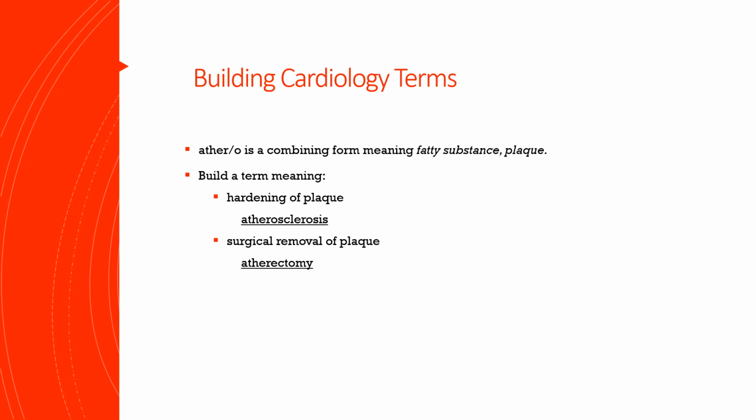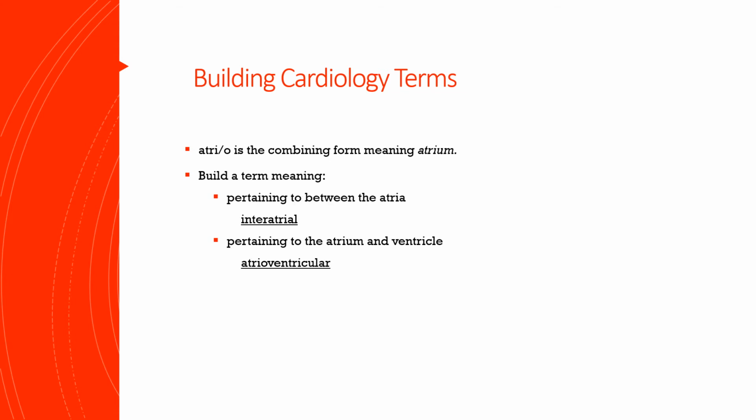Athero is a combining form that means fatty substance or a plaque. The term that means hardening of a plaque is atherosclerosis. Surgical removal of a plaque is atherectomy. Atrio is the combining form that means atrium. Recall that the atrium is the upper chambers of the heart, and these receive blood returning to the heart. To build a term that means pertaining to between the atria is interatrial. Pertaining to the atrium and ventricle is atrioventricular.